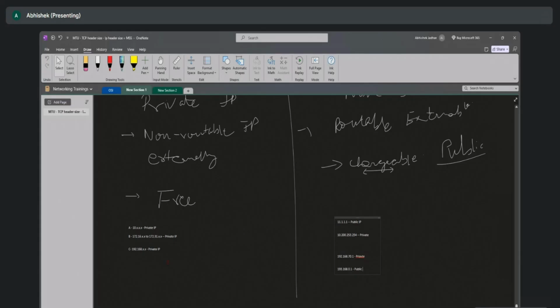So that is the difference. Now, what about 172.18.0.1? Private. Right. 172.32.0.1. Public. Great. That's it. So I believe this is clear for everyone. So you can memorize this.